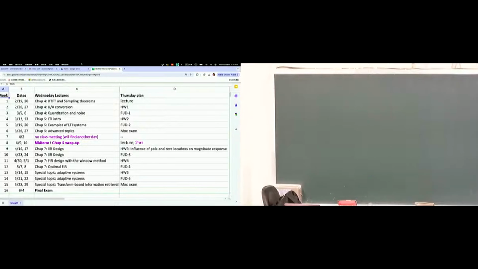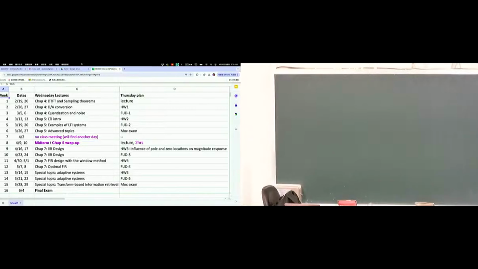Okay, several different methods. And then near the end of the semester, I plan to touch base on a few special topics. One special topic is adaptive systems, right? So difference equation, but how about we make it adaptive to the environment or something like that? Yeah, adaptive systems will be one special topic, and the other special topic I plan to talk about is information retrieval. Yeah. So signal processing nowadays is about AI. You want the system to be intelligent.